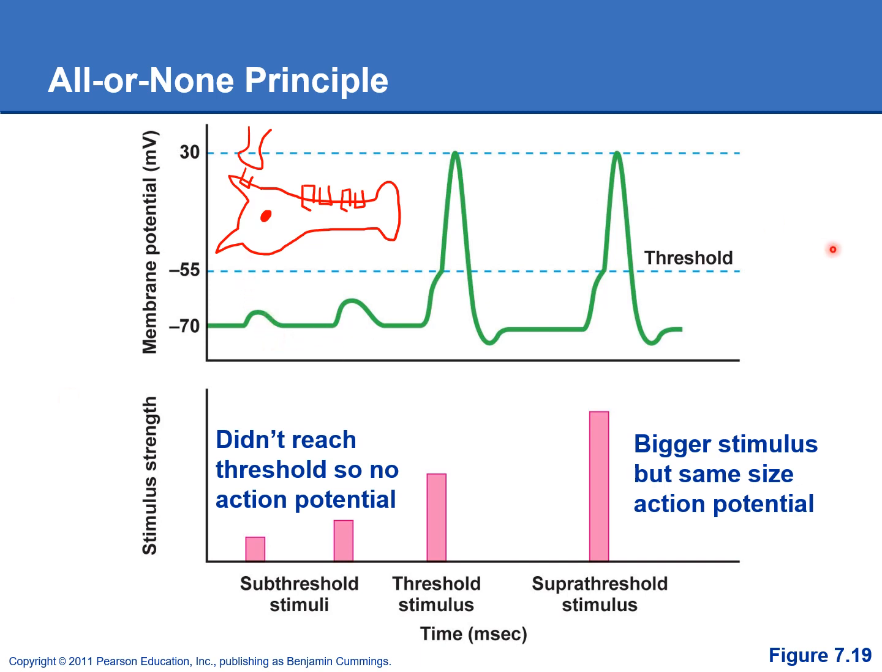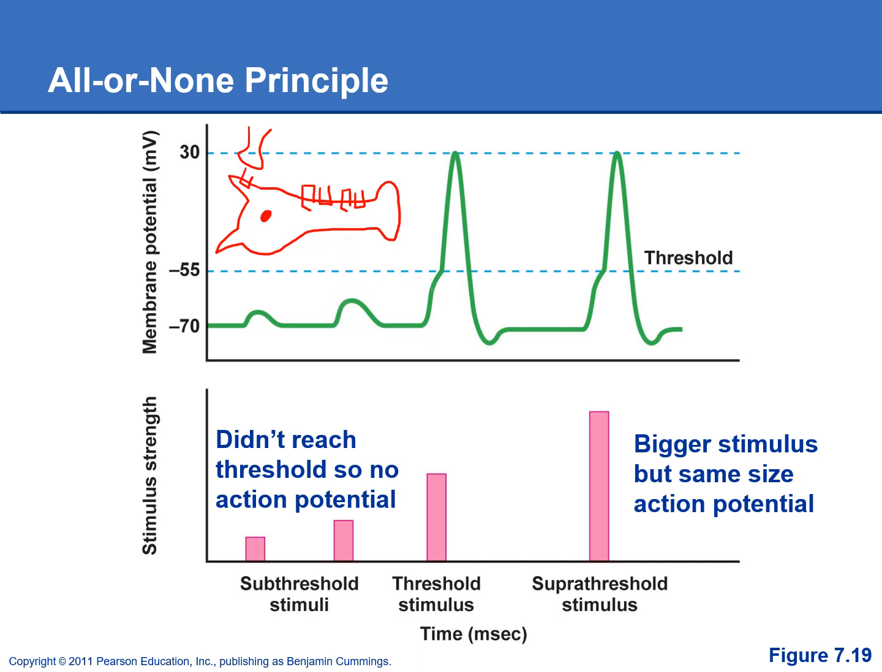But our next stimulus is large enough that the graded potentials that we do produce reach threshold at the axon hillock, and we can open up those voltage-gated sodium and potassium channels, and we do create an action potential. So with the all or none principle, if you do reach threshold, you do get an action potential. If you don't reach threshold, no action potential.